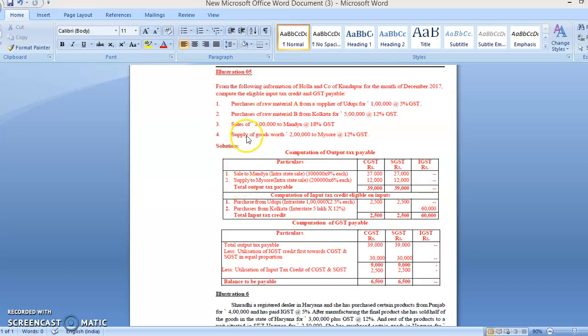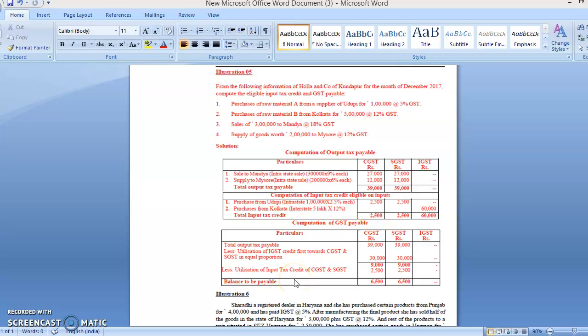Second is, they have supplied the goods worth rupees 2 lakh to Mysore. Again, Mysore is also within state, so it attracts CGST and SGST. Supply to Mysore 2 lakh. 12% GST they have mentioned. So each CGST as well as SGST 6%. 2 lakh into 6%, it will be 12,000 CGST has to be paid and SGST 12,000. So total tax payable by Olla and Company is CGST 39,000, SGST 39,000.